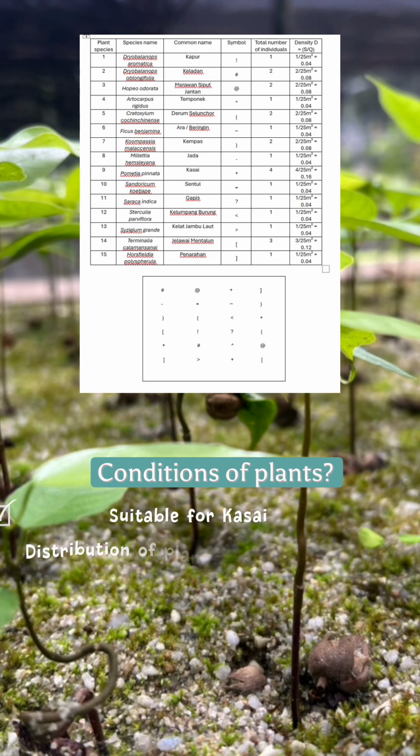However, the distribution of plant species was not uniform, as some species were represented by only 1 or 2 individuals. This variation in species distribution may be influenced by several environmental factors, including sunlight availability, soil conditions, competition between plants, and seed dispersal patterns.